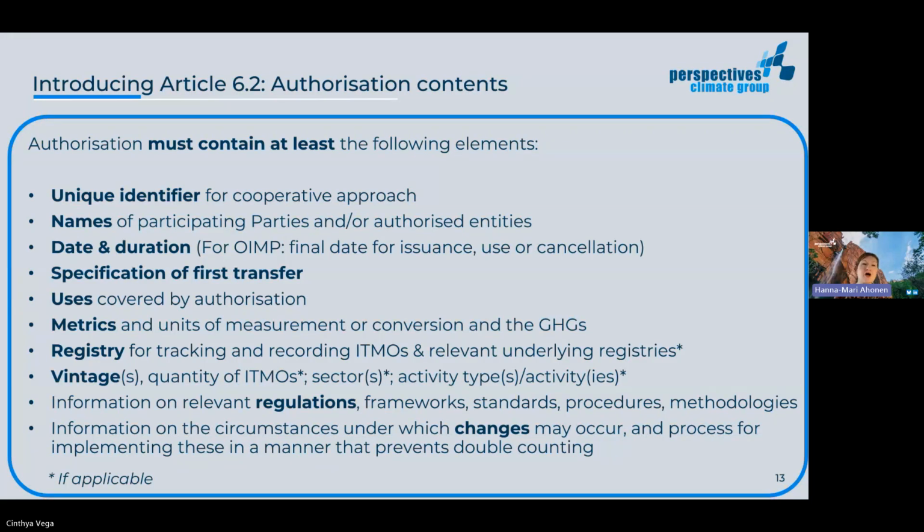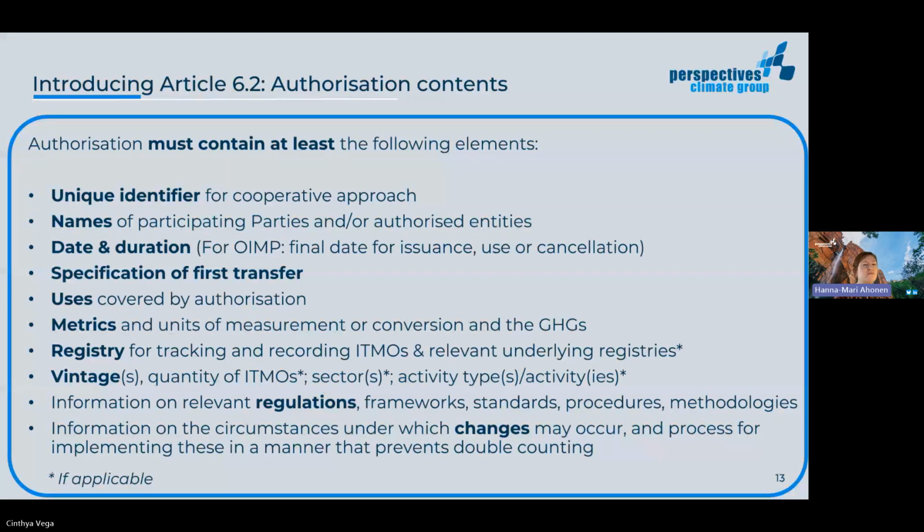And then on authorization. So in Baku, just at the end of last year, there was a clarification of all the different things that an authorization needs to contain. Not going to go through all of them, but highlighting a few things. So first of all, you need to say, what do you mean by first transfer, since it can mean different things. Also, what are you authorizing the ITMOs for? And then where are they going to be tracked, in which registry this is going to be used, and different types of information on the ITMOs themselves, activity types and such, if they're relevant.